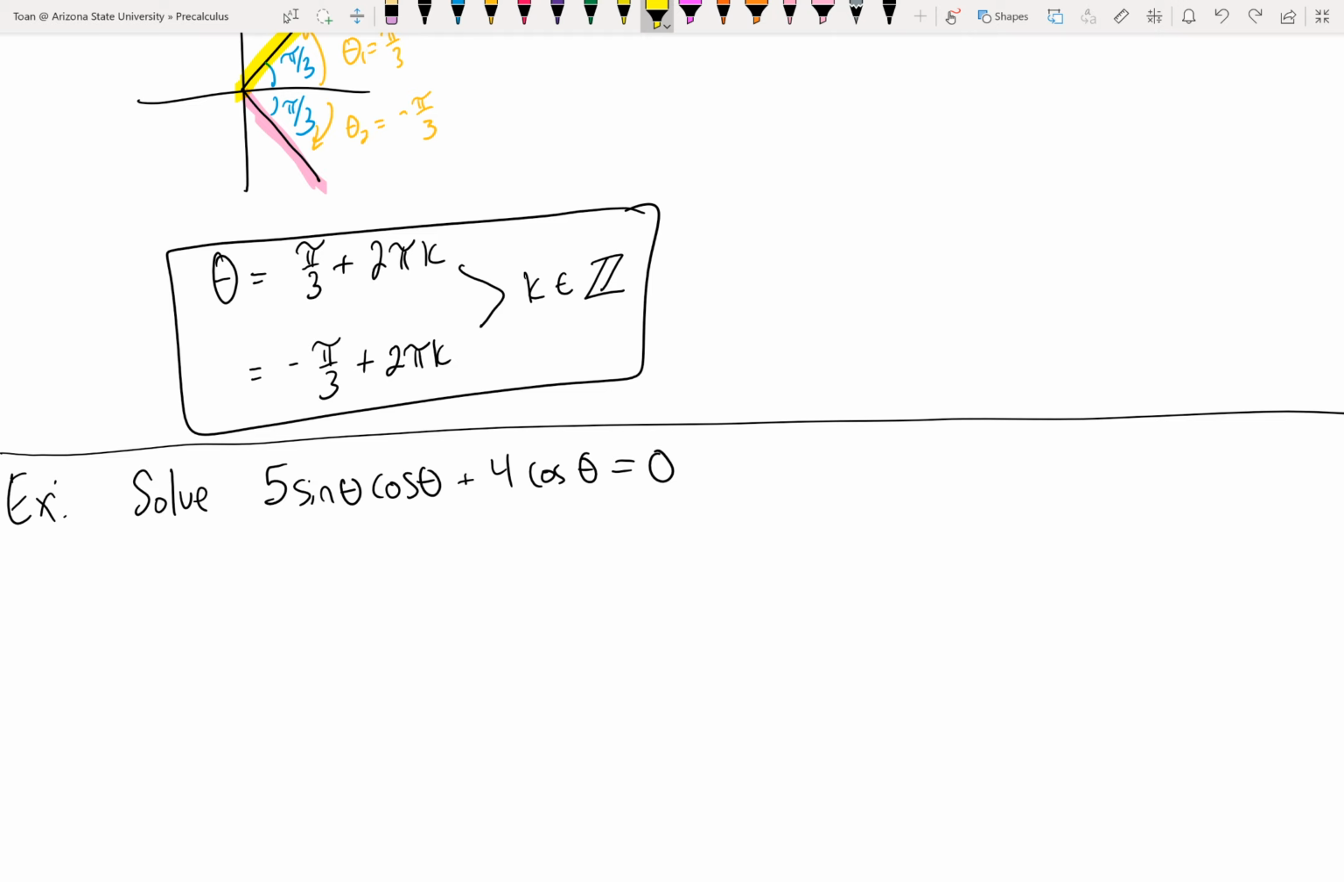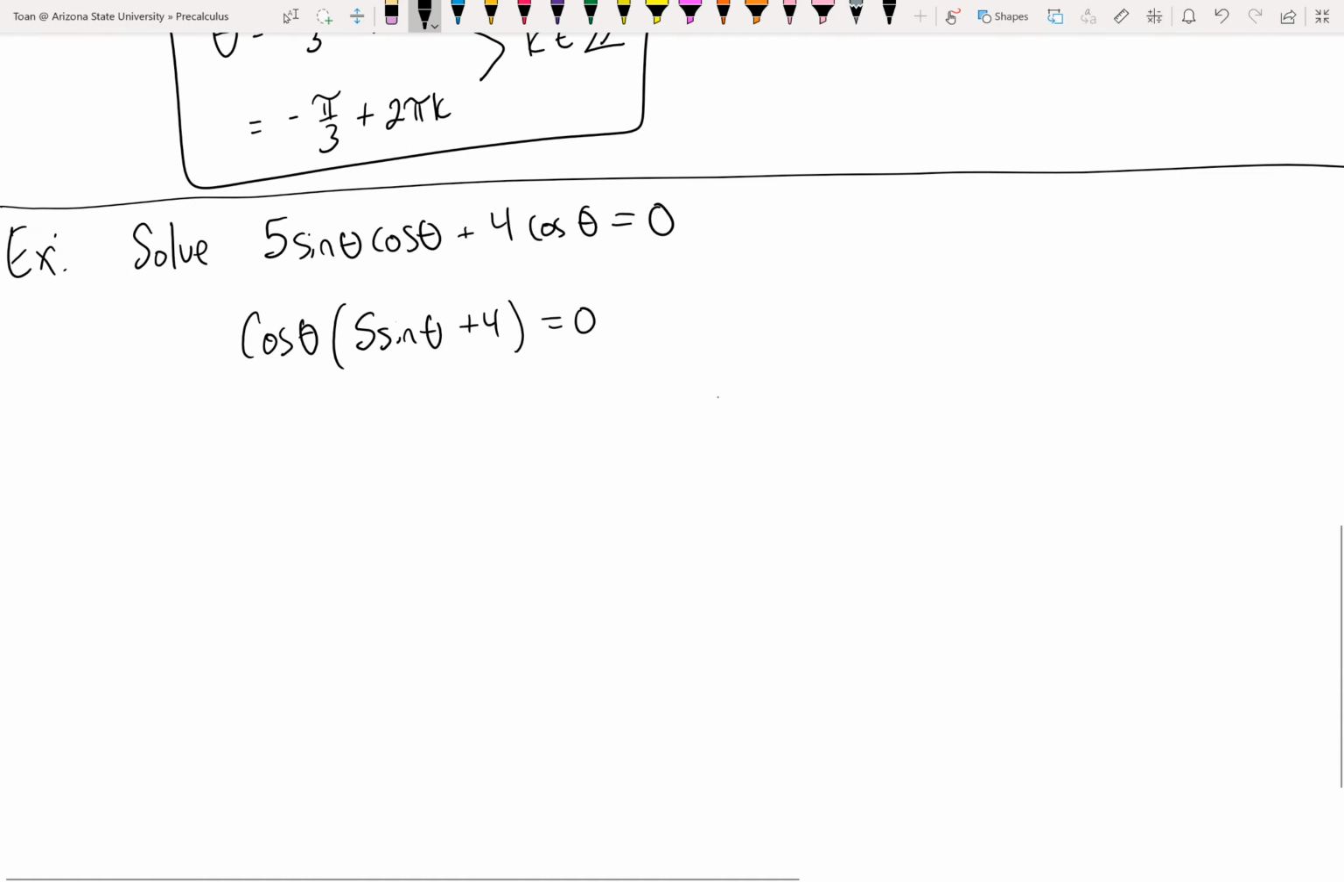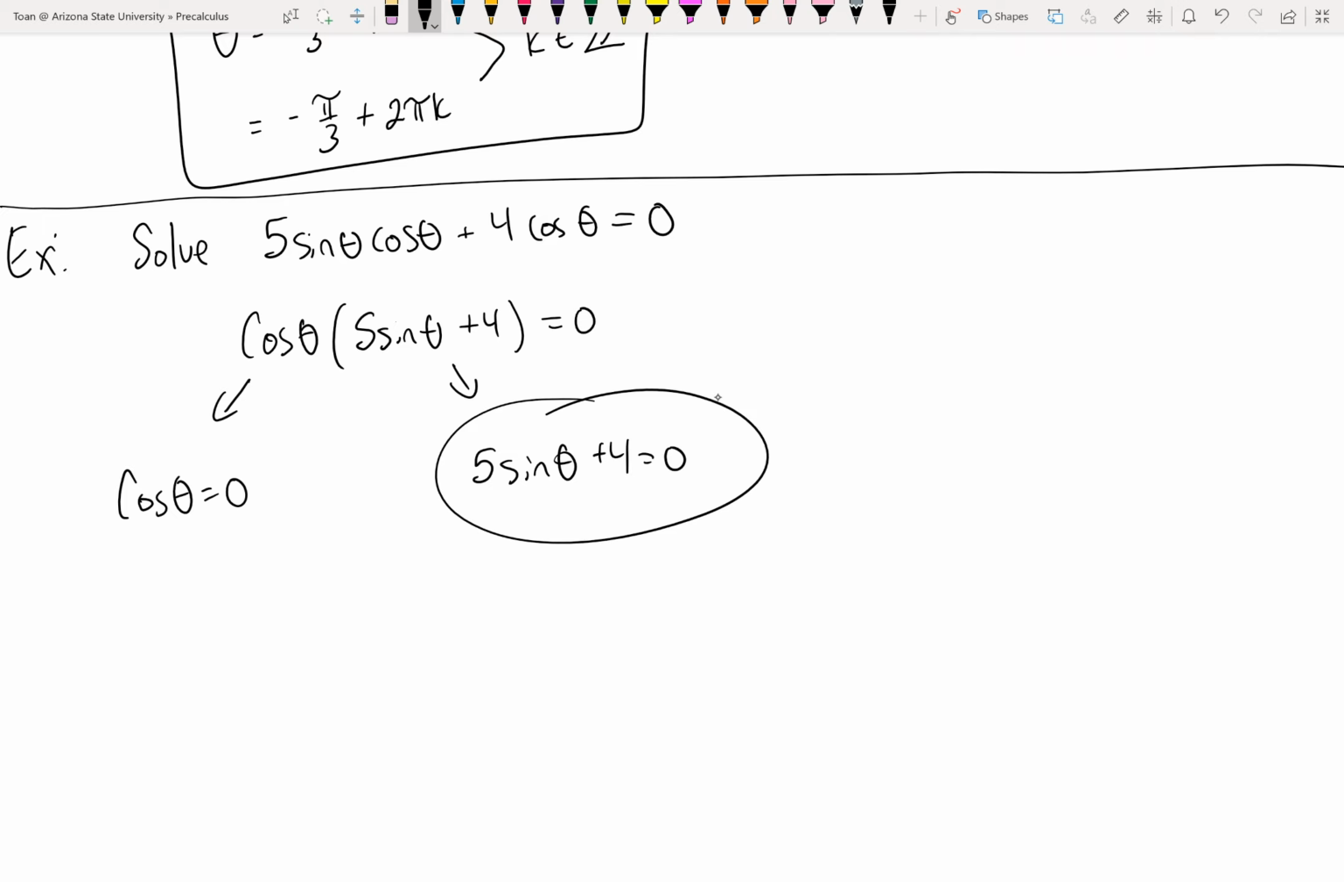We should recognize that, hey, we got two terms here, and they both have a cosine. So in math, when things share something in common, you just factor it out. So we'll go ahead and factor out the cosine here. And we're left with 5 sine theta plus 4 equals 0. So now that it's factored and it equals 0, we can use the zero product property. The first guy says that the cosine of theta could equal 0, or 5 sine theta plus 4 could equal 0. So let's go ahead and solve the right equation pretty quickly here. We're going to subtract 4 and divide by 5. So we get sine theta equals negative 4/5.